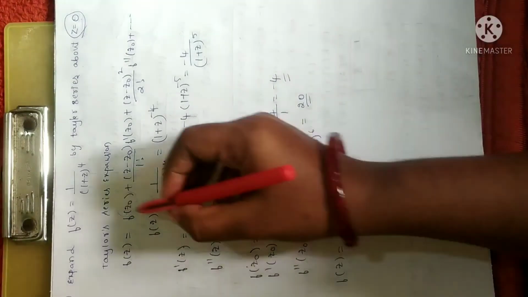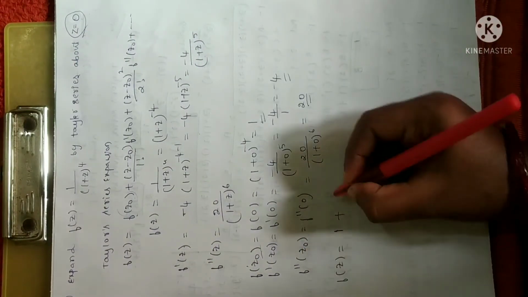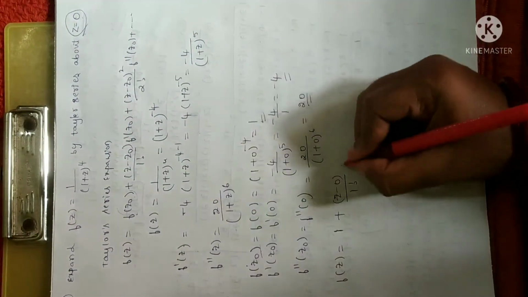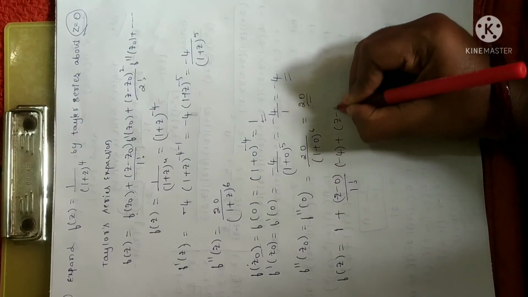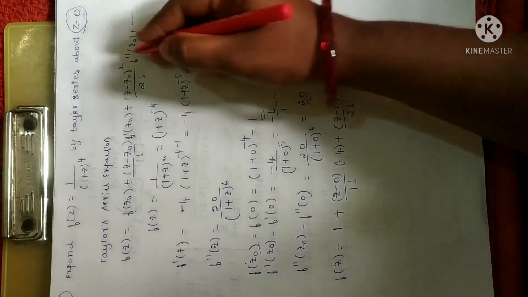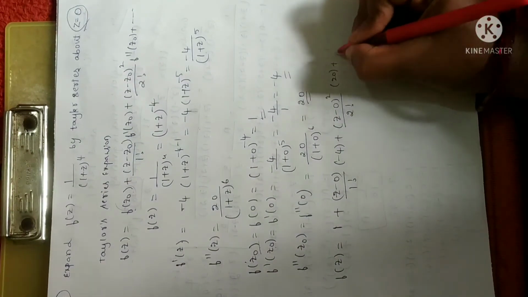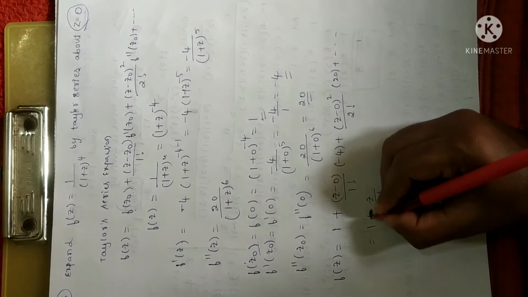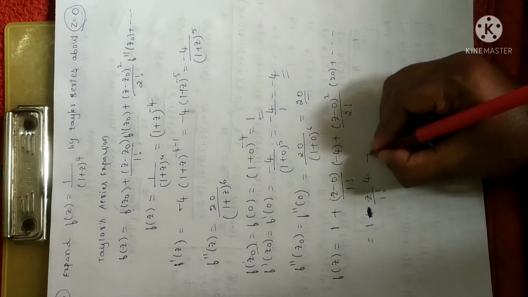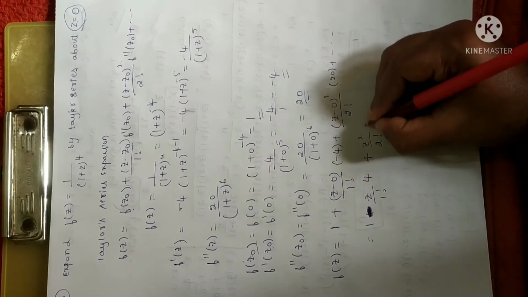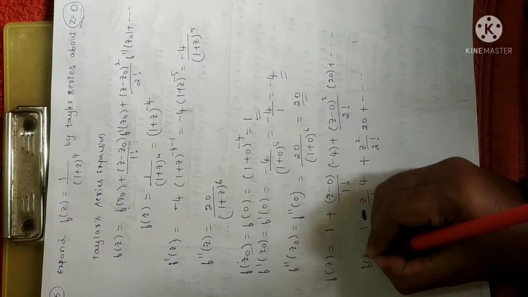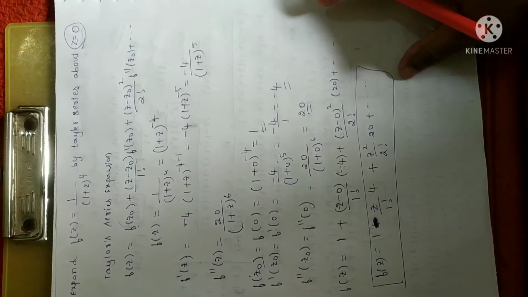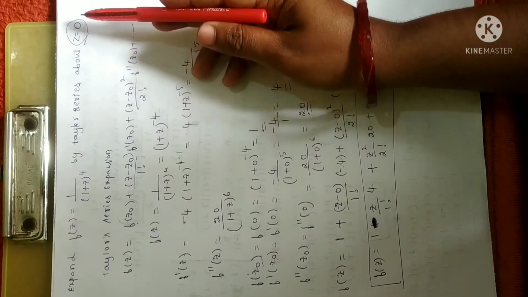Now f of z is equal to f of z naught, in the sense 1, plus z minus z naught, in the sense z minus 0, divided by 1 factorial into f dash of z naught, which is minus 4, plus z minus z naught, which is 0, square divided by 2 factorial into f double dash of z naught, which is 20, plus so on. On simplification you will get 1 plus z divided by 1 factorial into minus 4, plus z square by 2 factorial into 20, plus so on. So this is the required Maclaurin series or Taylor series expansion about the point z is equal to 0. Remember, Maclaurin series is the same as Taylor series about z is equal to 0.